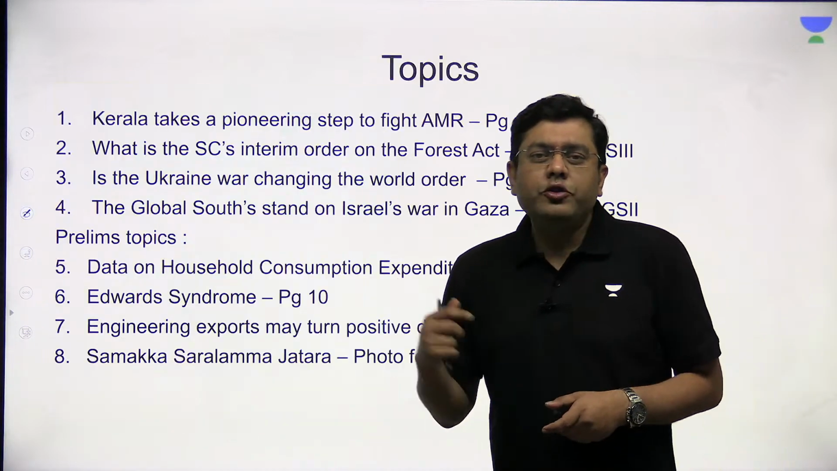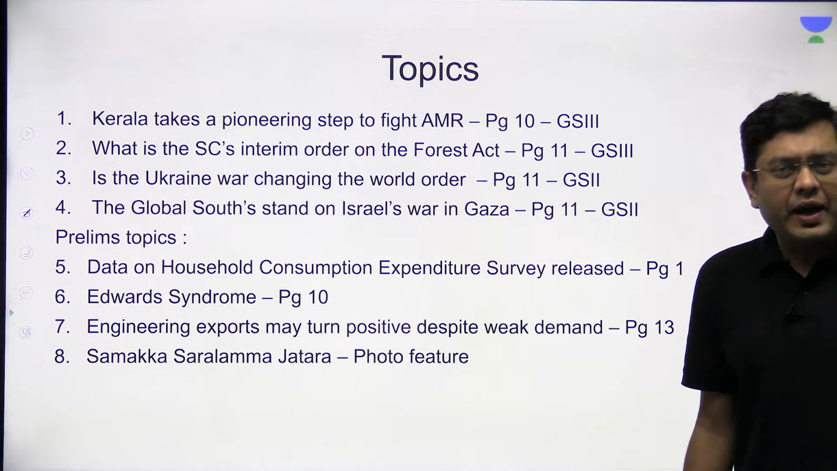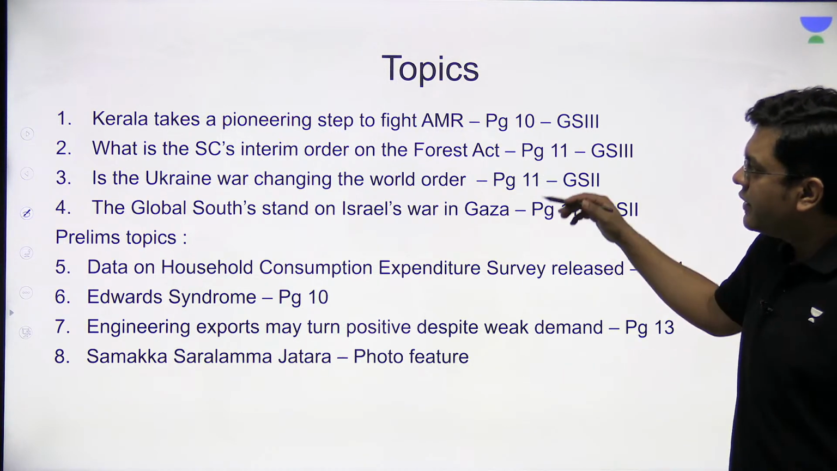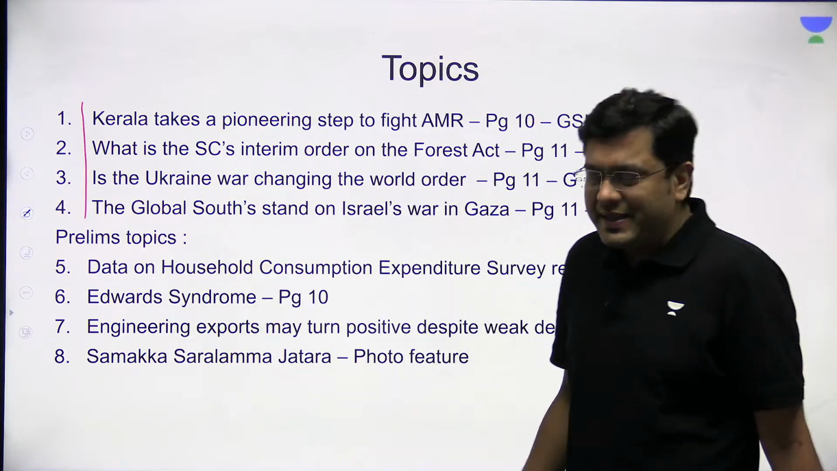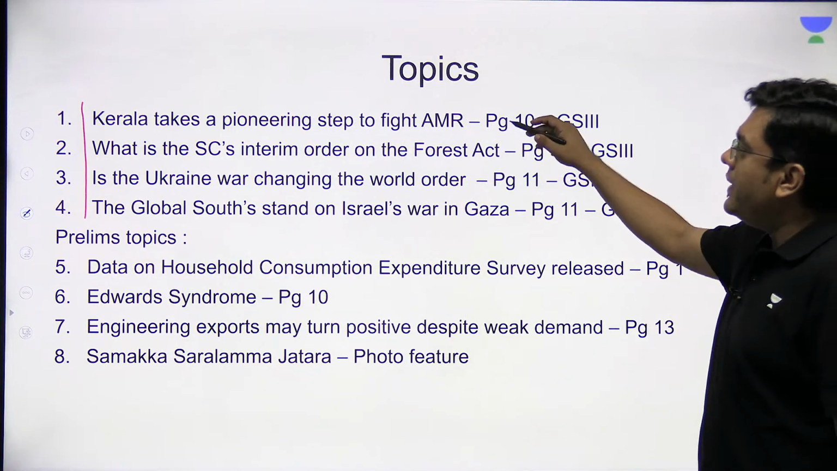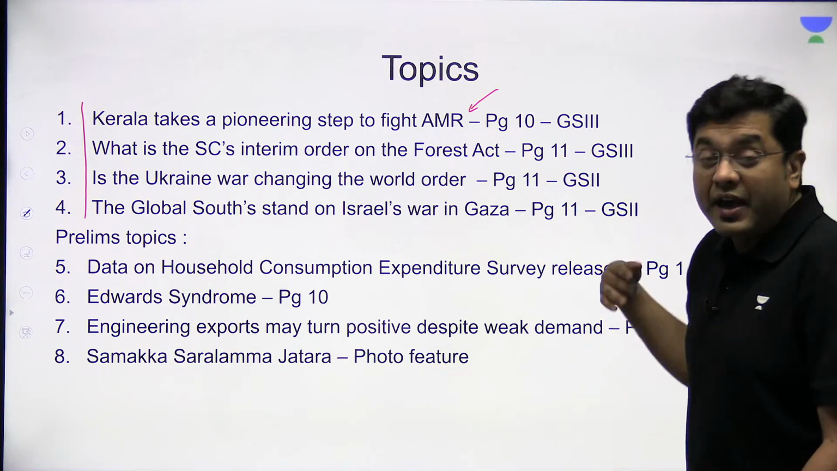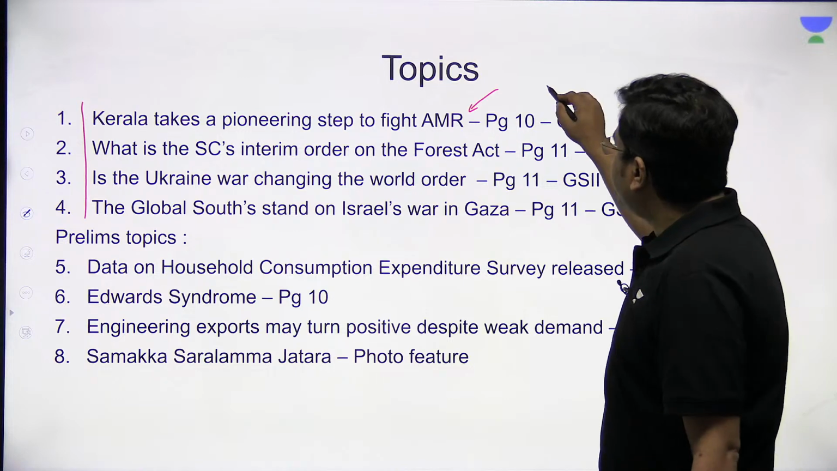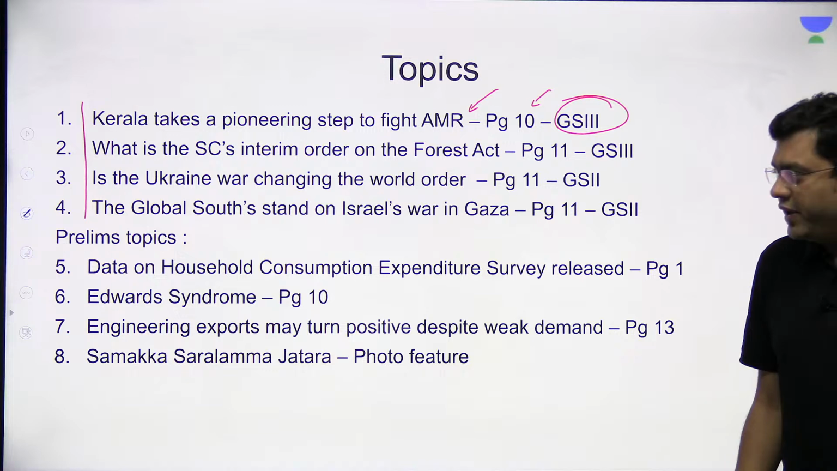Now, coming to the topics that we are going to hold a discussion for today. So today in total, we are going to have a discussion for 8 different topics. Out of those, 4 of them are going to be discussed in detail. So Kerala takes a pioneering step to fight antimicrobial resistance under Operation Amrit. This has appeared on page 10. That is going to be relevant for GS paper 3.